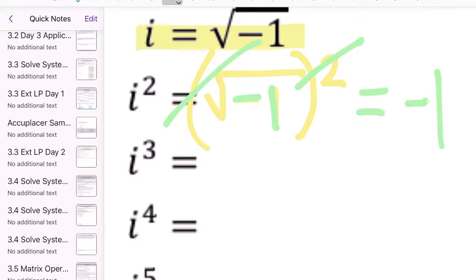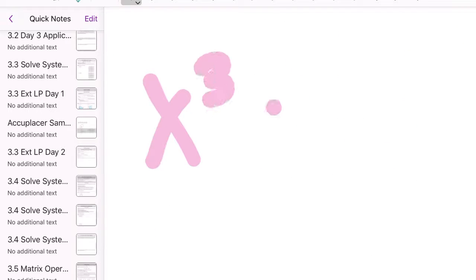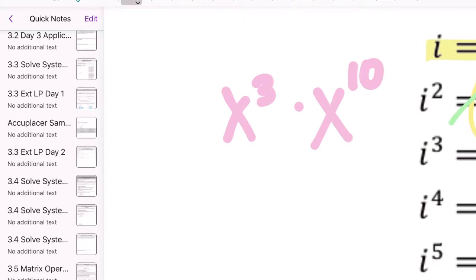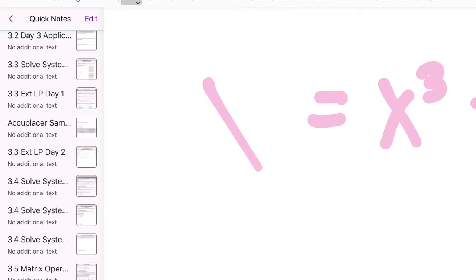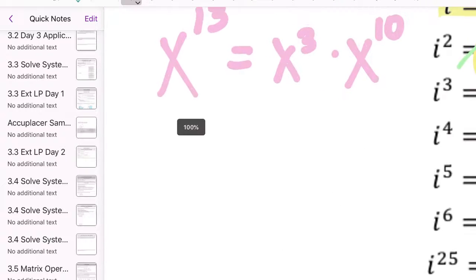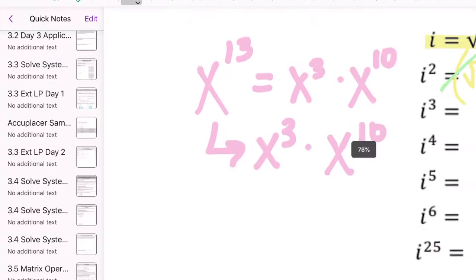Now i to the third. Remember with your exponents, if you have x to the third and x to the 10th, what do you do with those exponents? You add them, right? Well, we have never found a use for going in reverse order until now. We can also say x to the 13th, we'll break it apart. You can call it x to the third and x to the 10th. Again, we've never had a use for that until now.